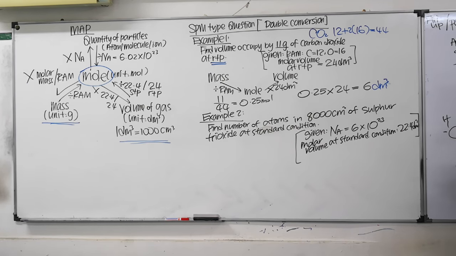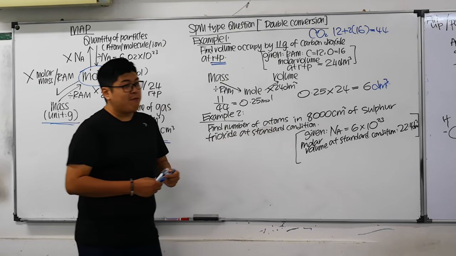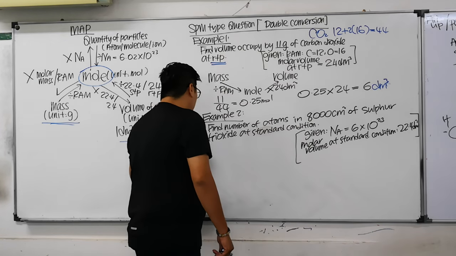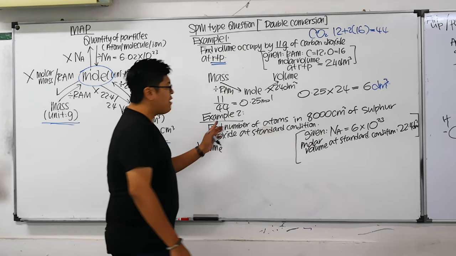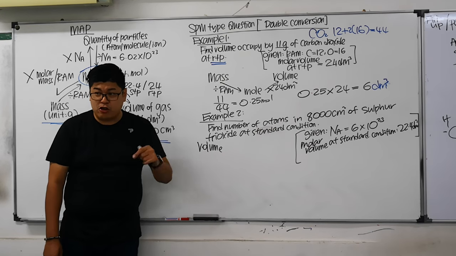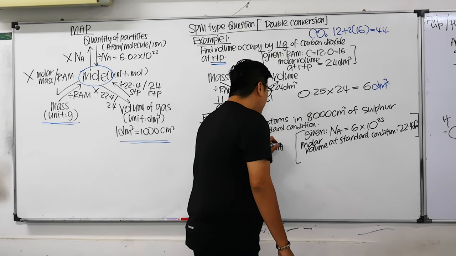Ask yourself two simple questions: what we have, what we want. I have 8,000 cm cube, volume. I am looking for the number of atoms. Atom means quantity. Atom, molecule, ion, quantity. Now, be careful.